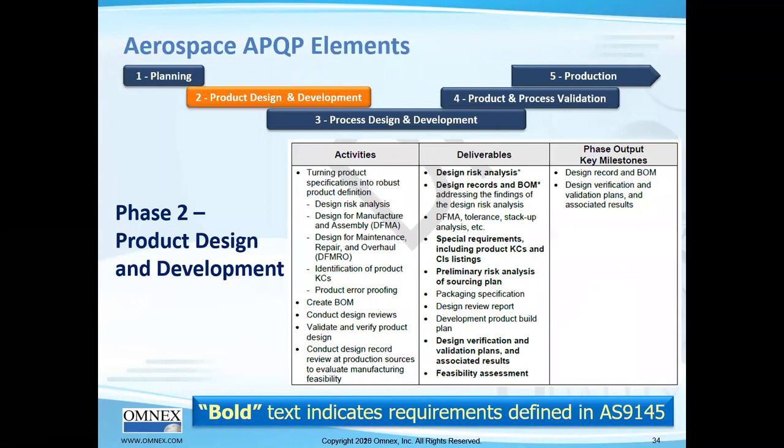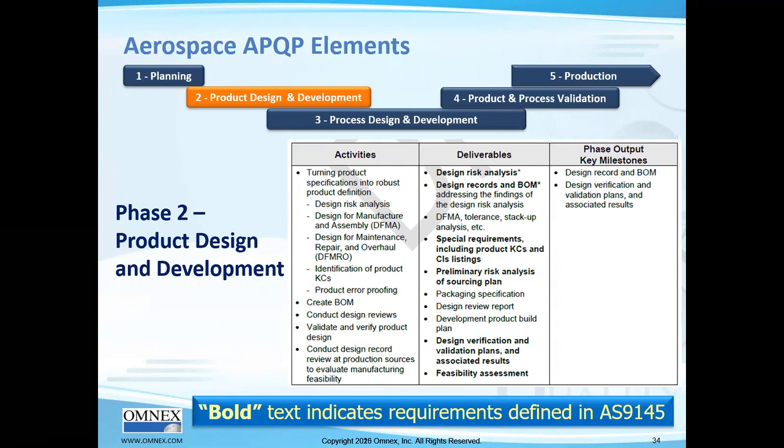Okay, so product design development. Now we're getting into what the product actually has to look like, smell like, taste like, feel like, what it's supposed to do, those types of things. We're putting all that into account now. We're coming out with a design risk analysis, your design records, which could be the drawings or any other kind of 3D modeling. You're coming out with an actual bill of materials, which we already do, right?